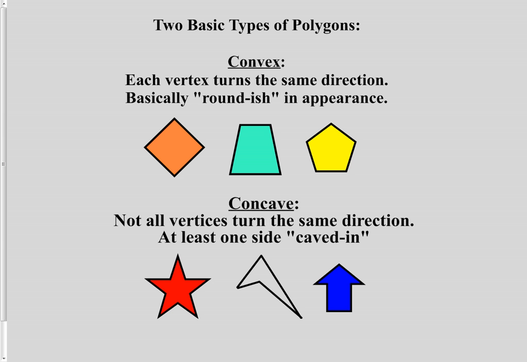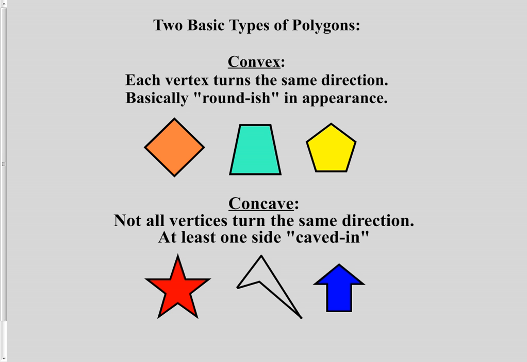Another general way of thinking about it is that a lot of people see the word concave, and that part of the word, cave, and say, okay, it looks like part of the polygon is caved in, and convex does not have any side that is apparently caved in. So that's one way of remembering it.